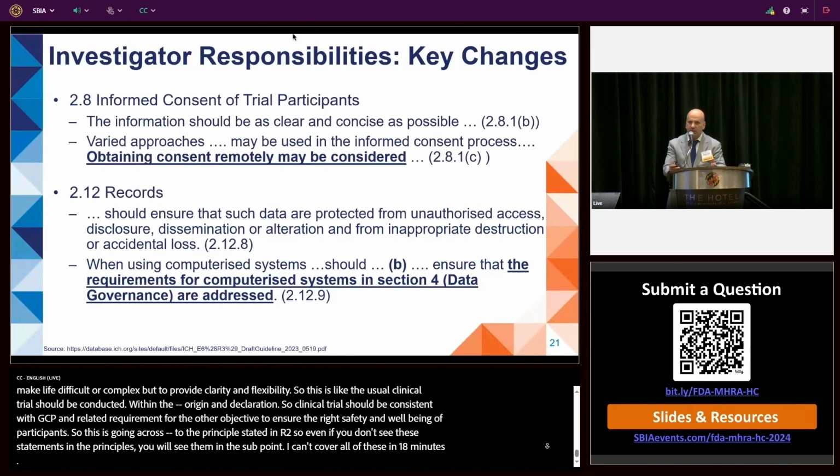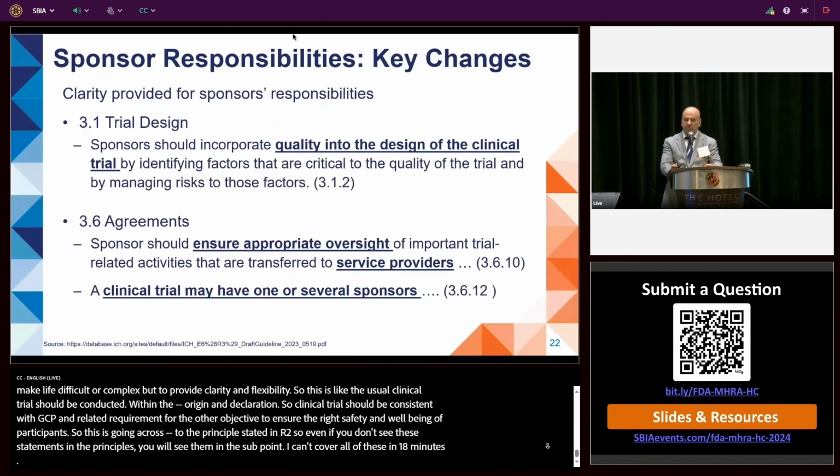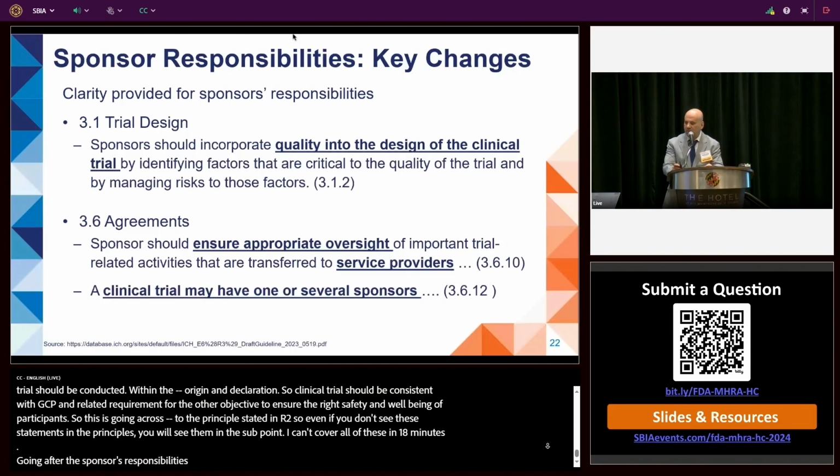Records, always a key element, like that's the keystone for data integrity, but here it states that it refers to the new section for data governance, where it says all of the requirements for computerized systems should address what is required or expected as part of section 4. We go now to the sponsor responsibilities. Just some of the key changes. I will go quickly through these ones.